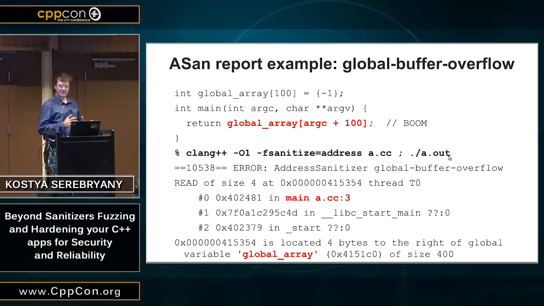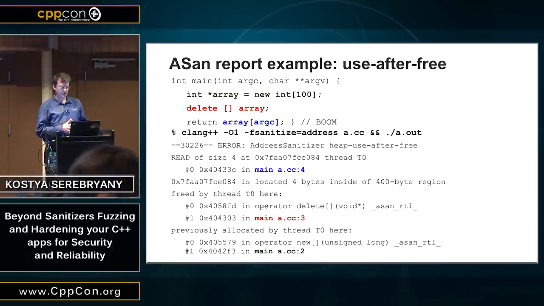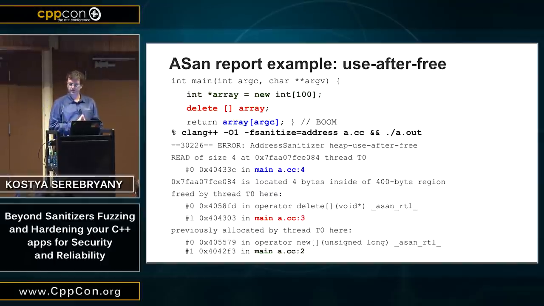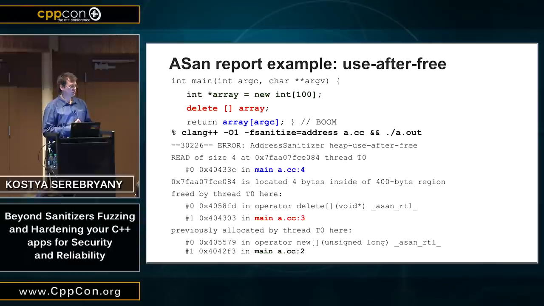If the bug happens at runtime, the tool will report an error with all the details, like the current stack trace, the type of the bug, the addresses, and some information about memory that has been accessed incorrectly. And the tool will abort after reporting an error. A little bit fancier example is use after free. Again, the same thing. You compile the program with the special switch, you run it. If the dangling pointer was used, the tool will report and abort.